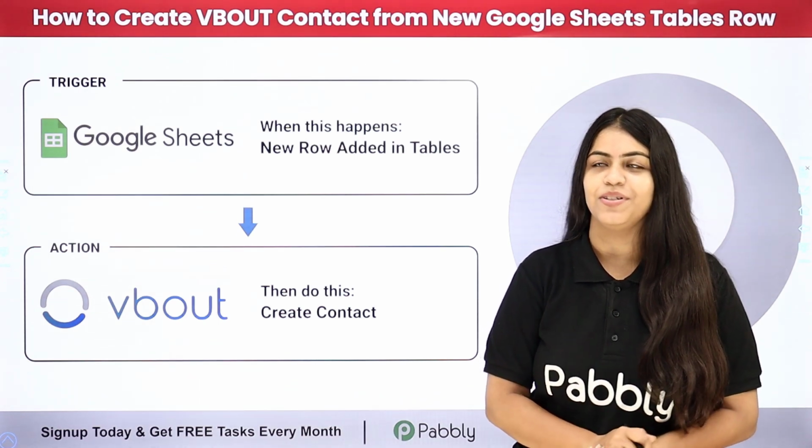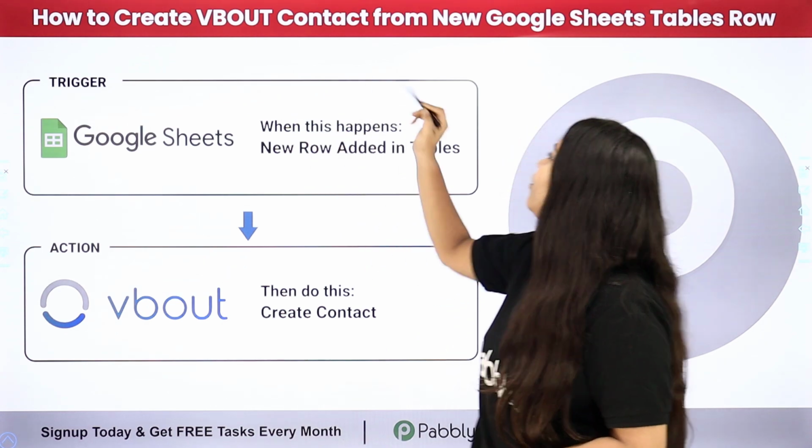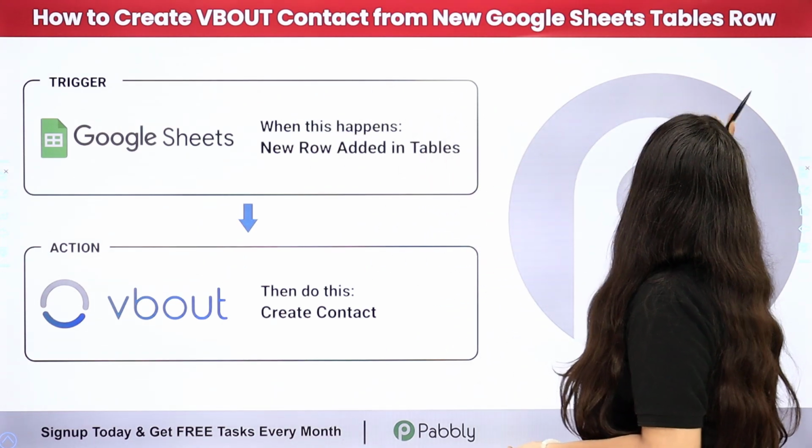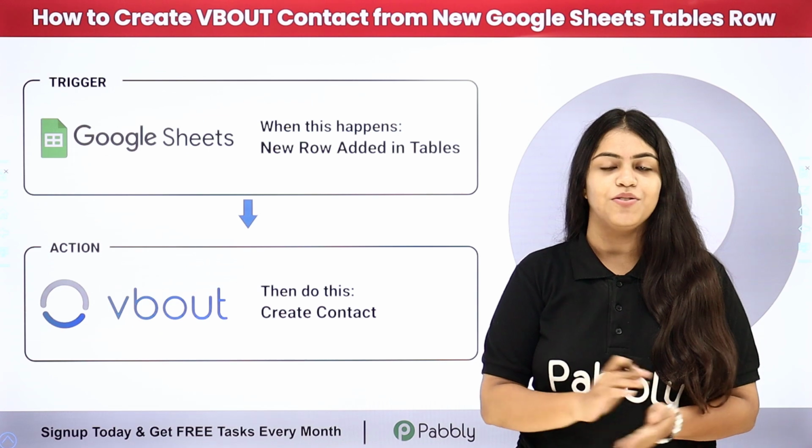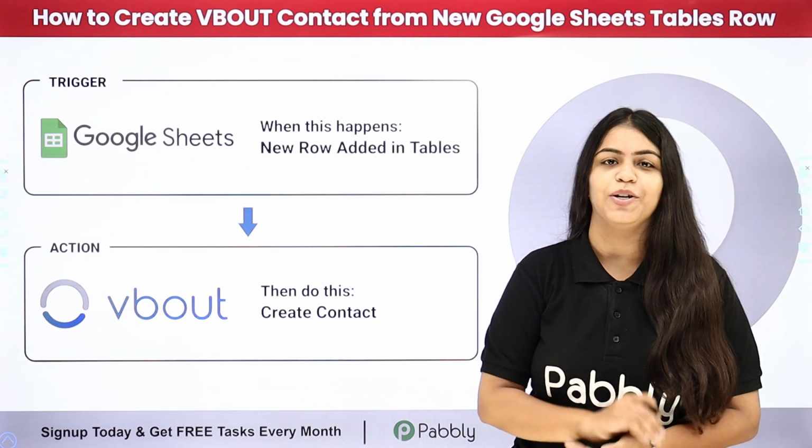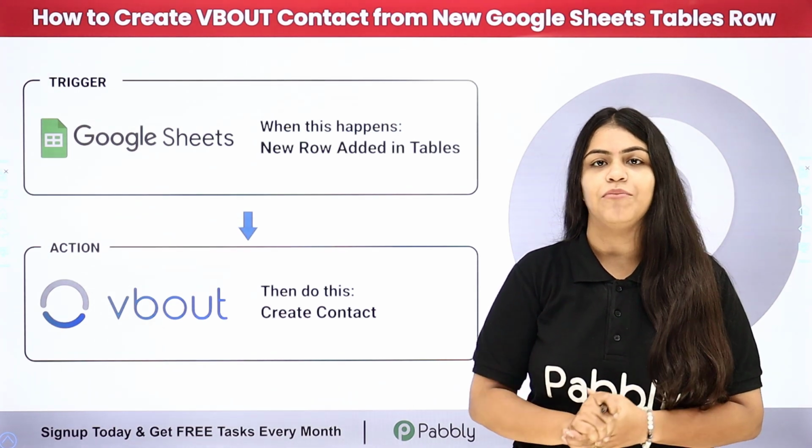So in this video, we are going to understand how to create a VBOUT contact from a new Google Sheets table row. So are you also using VBOUT to manage your email campaigns? Then this video is definitely for you. So over here, I'm doing the same.